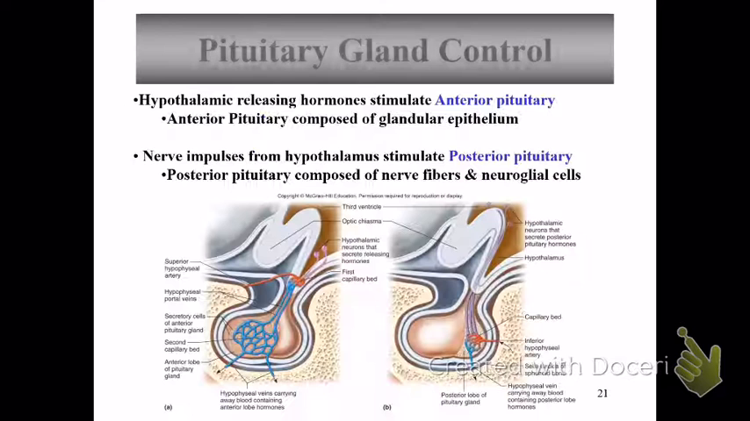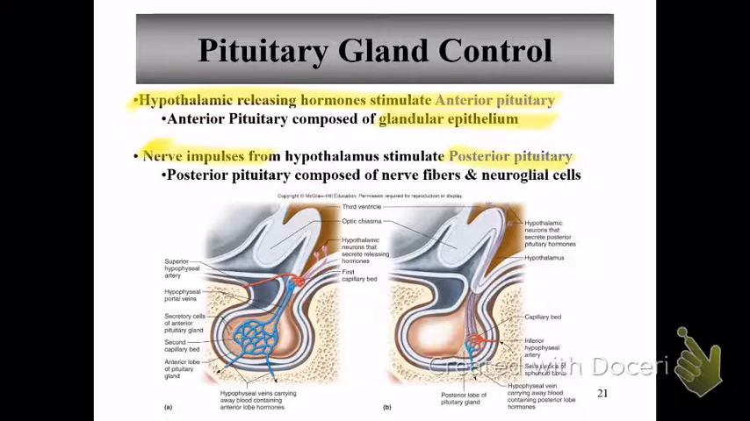They're actually even controlled differently. So hormones control the anterior part. The hormones from the hypothalamus control the anterior, and it's going to be glandular epithelium. The posterior part is actually controlled by nerves. So the posterior, look at the picture, is controlled by nerves. The anterior is controlled by hormones from the hypothalamus.